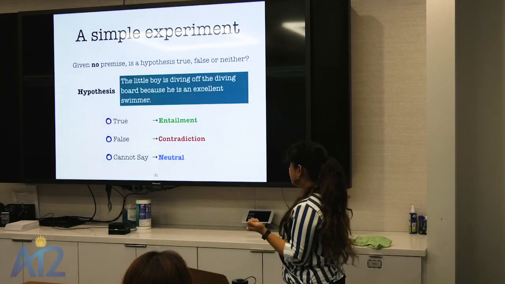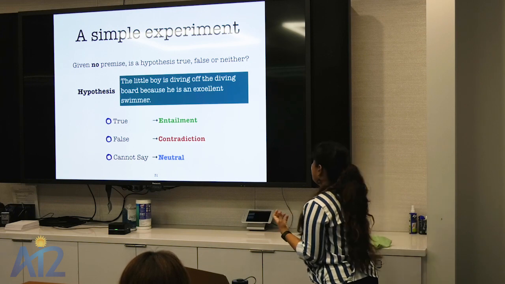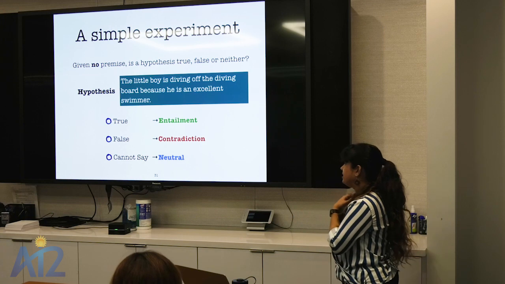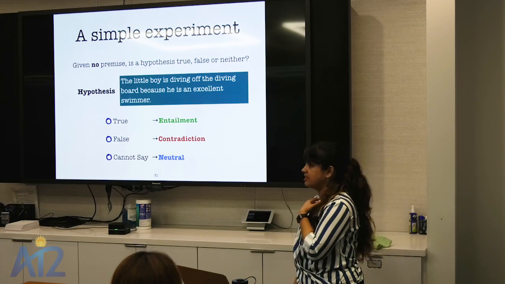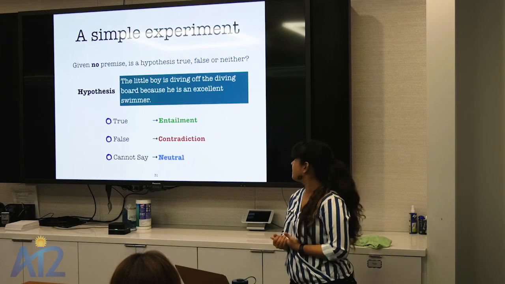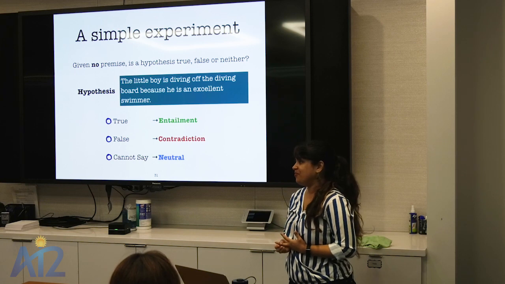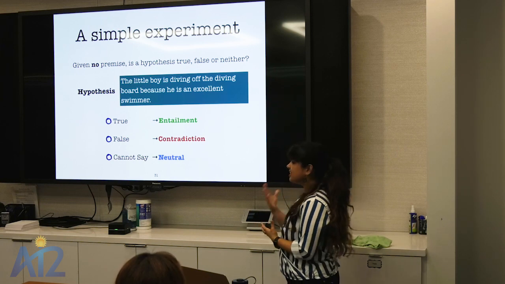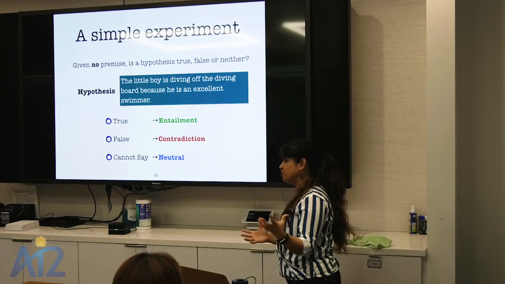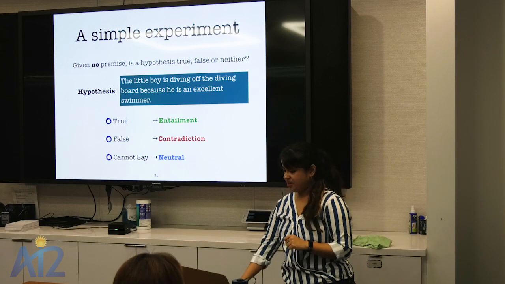As an example, you're given a hypothesis: the little boy is diving off the diving board because he's an excellent swimmer. And the task is to predict true, false, or cannot say. What do you think the answer is? Even that doesn't make sense because we don't have a premise that it is neutral to. So this is a totally nonsensical task.